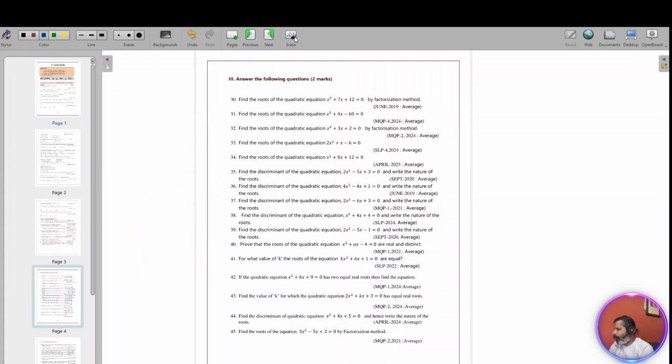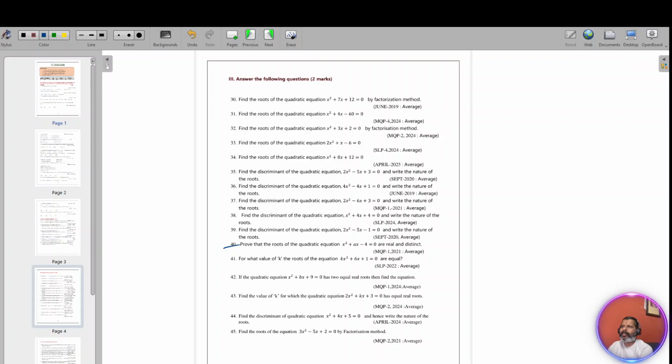Now, we will see 40th. Prove that the roots are real and distinct. Means you should get b square minus 4ac greater than 0. We have just got it, but the only thing is it has a in the b term. So you can do that. I'll show that 40th one.